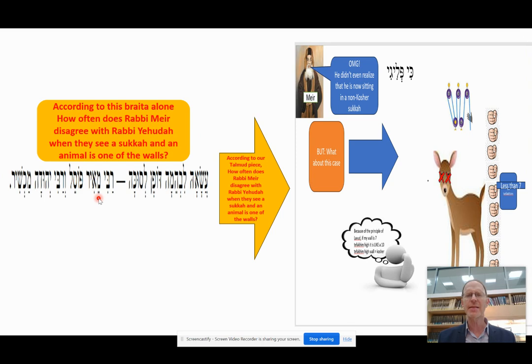Why is this the case? Why is the Talmud doing this? What is the Talmud trying to tell us about something larger? Not about a sukkah. I don't really care about a sukkah right now, right? Maybe I do on Sukkot. But there's something happening here as we move from Breita to Talmud, about this big disagreement between Rabbi Yehuda and Rabbi Meir.